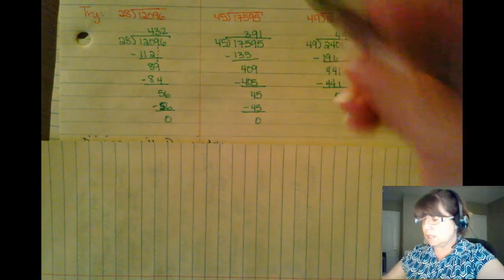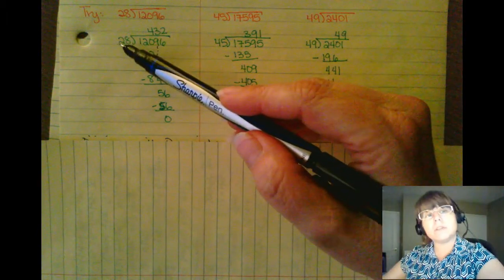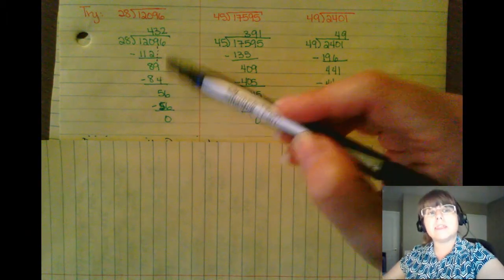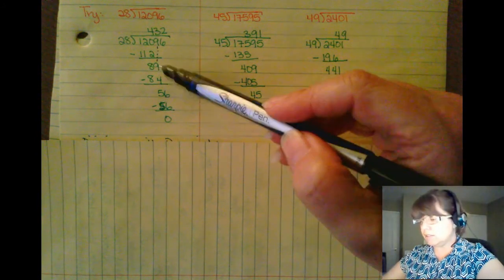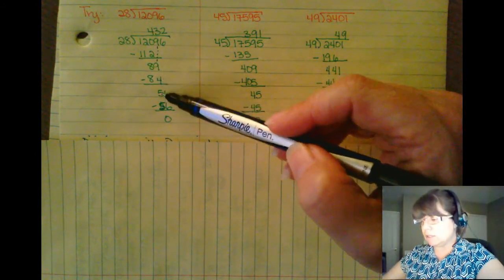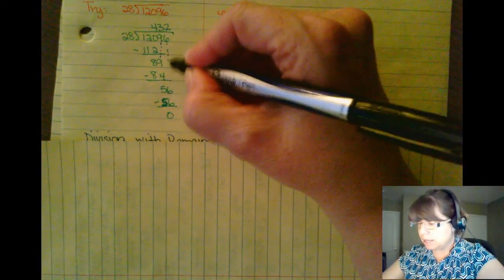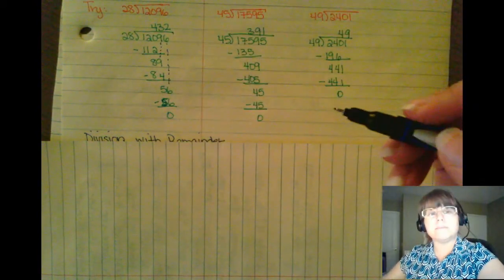Okay. 89. How many times does 28 go into 89? 3 times. 3 times 28 is 84. The difference between 89 and 84 is 5. I bring down my next number in my dividend.